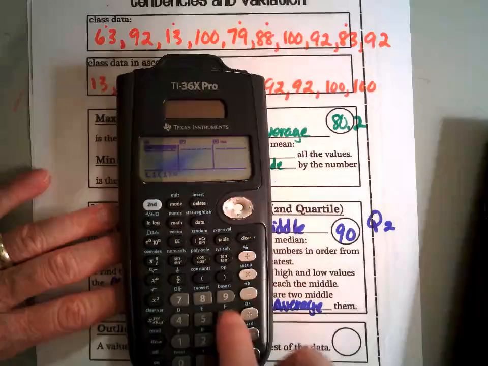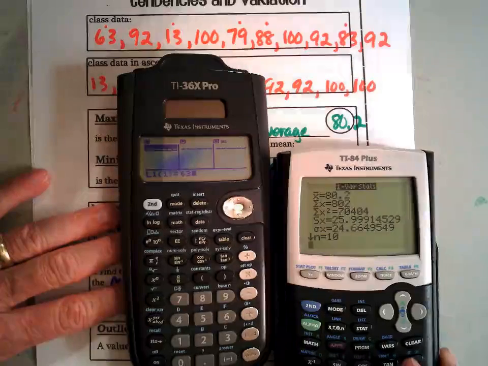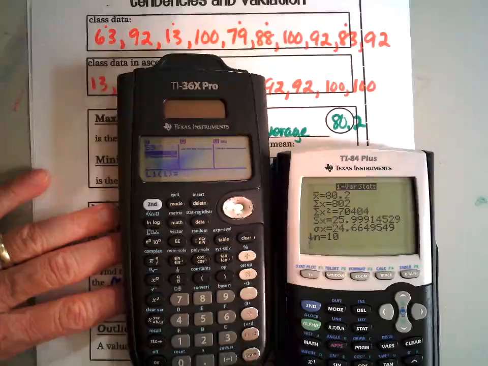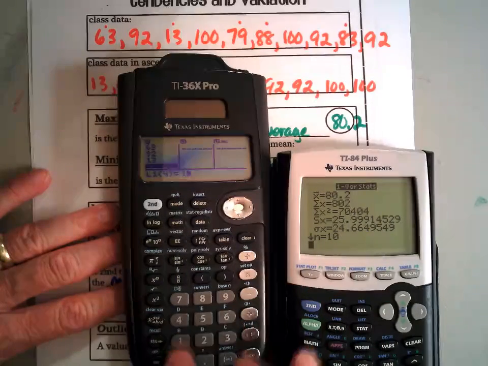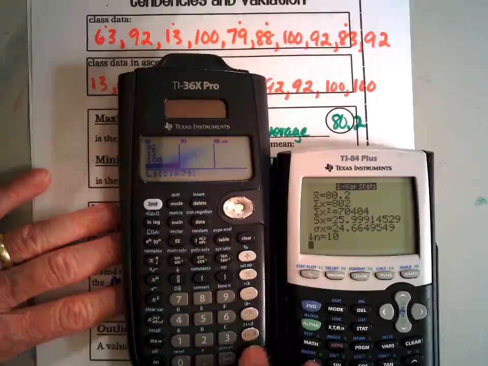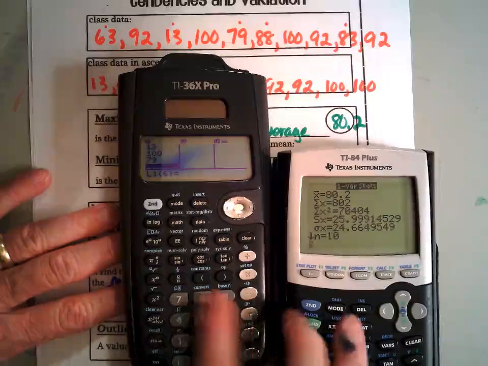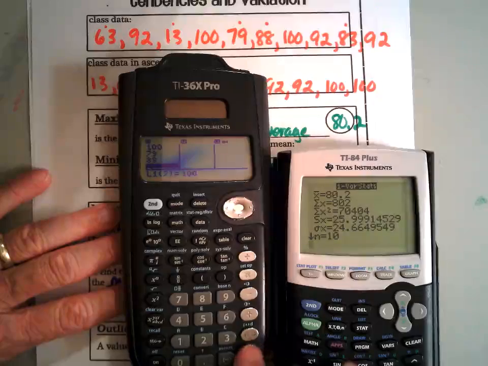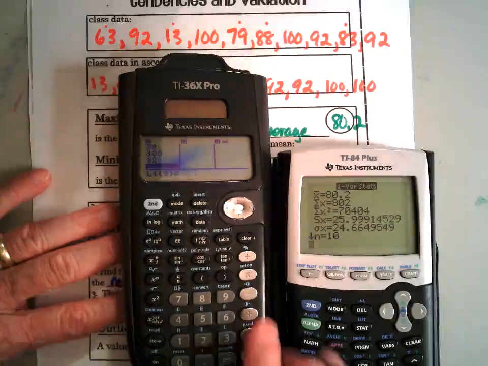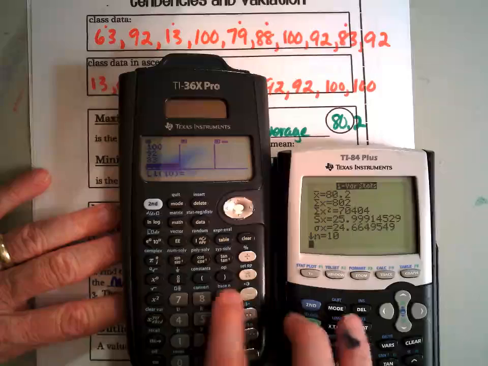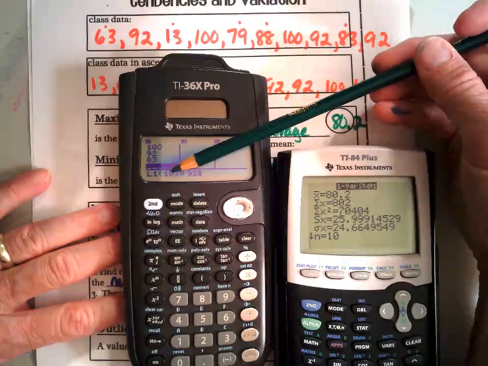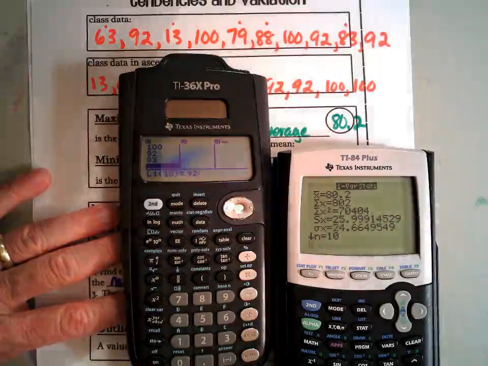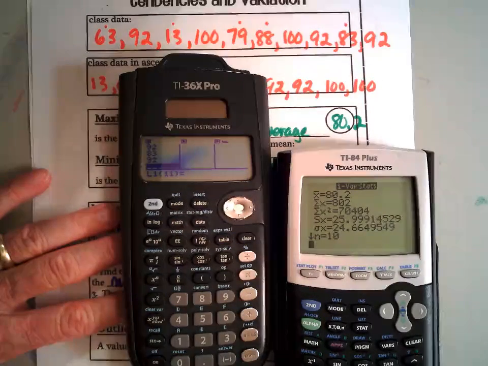So again, we just want to go and put all those numbers in. 63, enter, and it's not in there until you hit enter. 92, enter, 13, enter, 100, enter, 79, keep hitting enter after every piece of data, 88, 100, 92, 83, and the last one's 92. Once again, it'll tell you right here that that's the 10th piece of data. So you want to make sure you have the right numbers in there. Okay, so that is in the calculator.